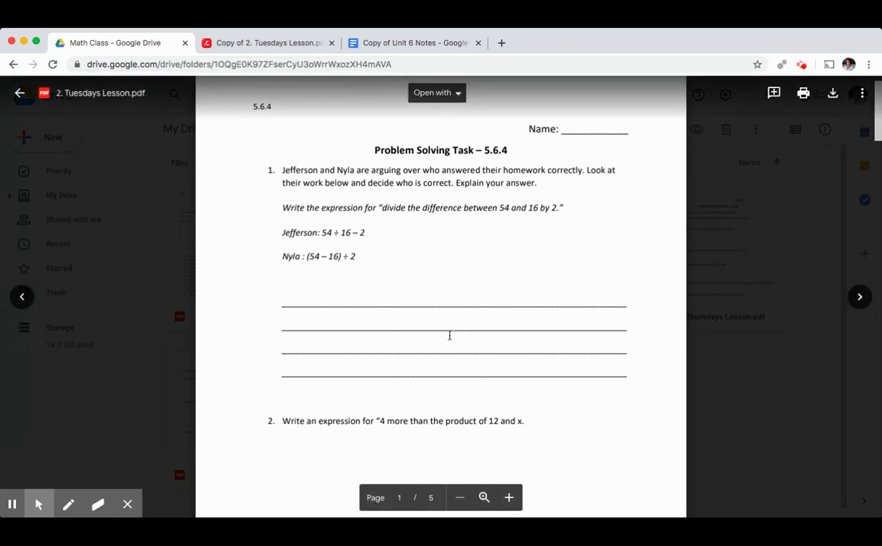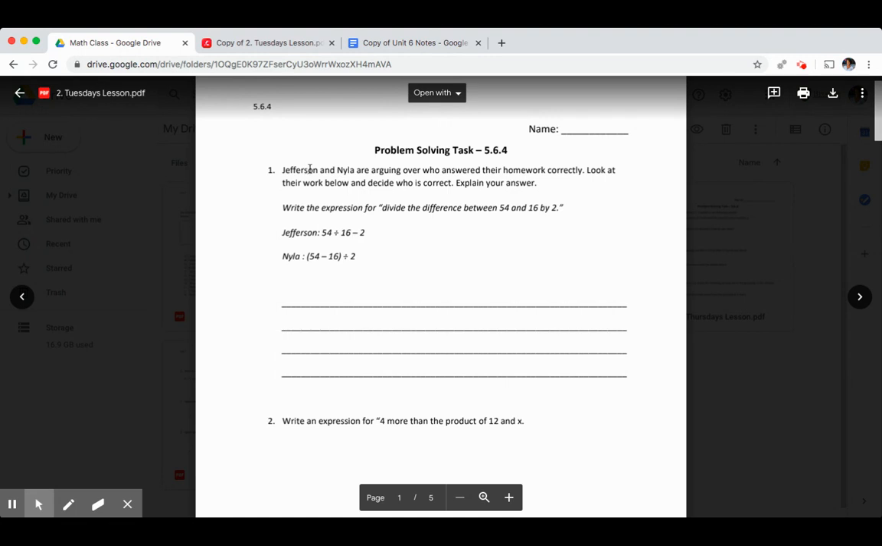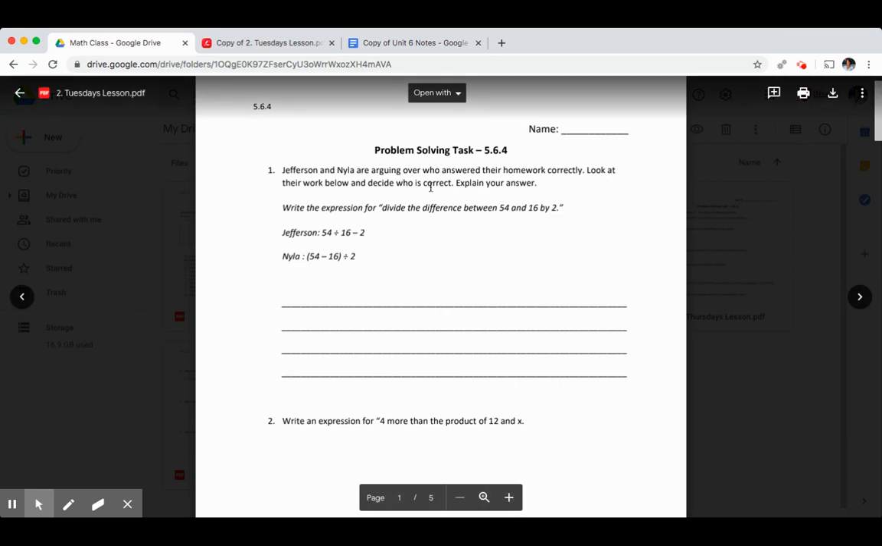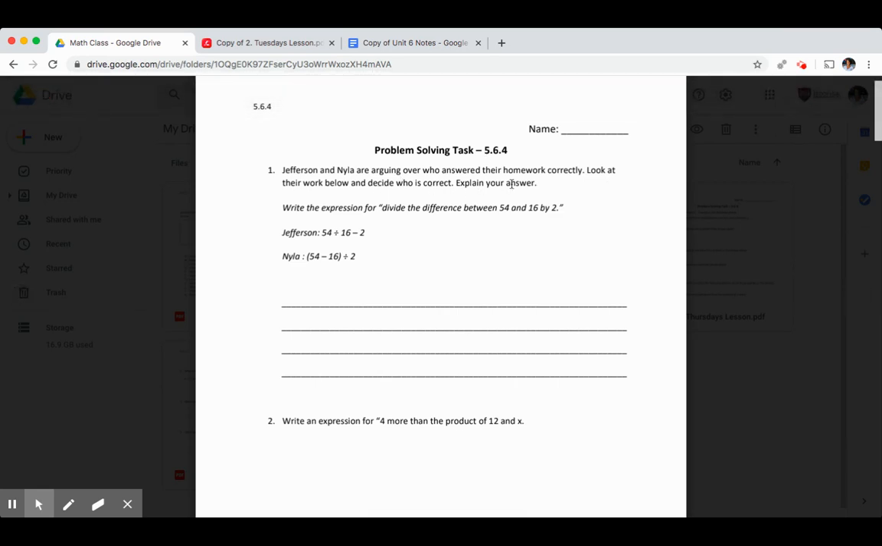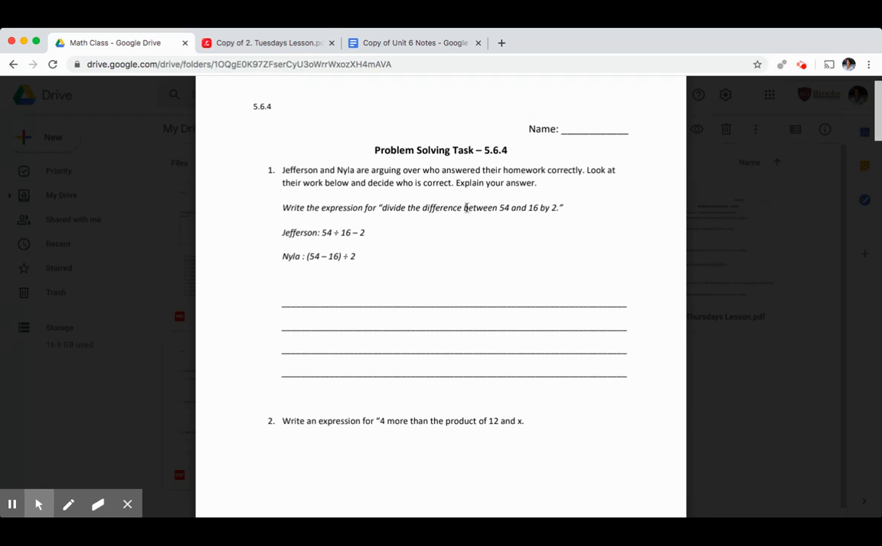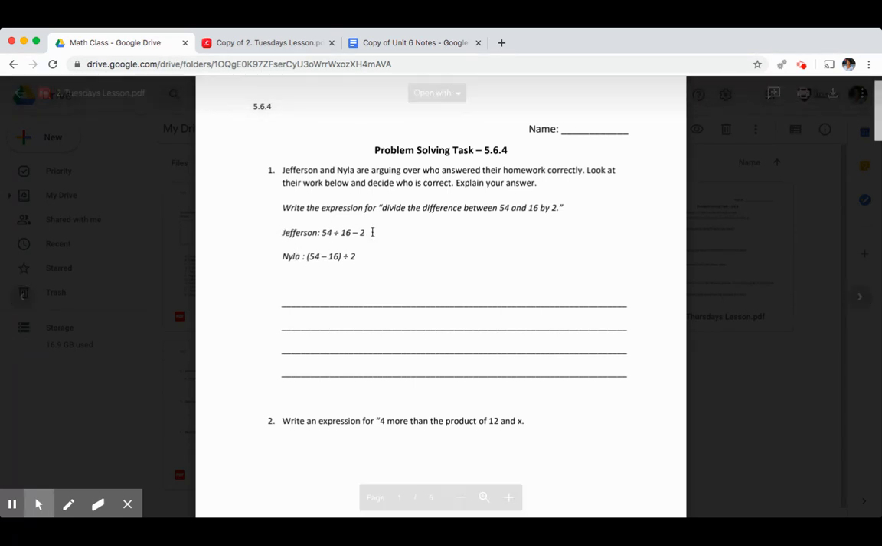So you're continuing this video because you solved the problem-solving task and you're ready to discuss your answers. For the first problem, it says, Jefferson and Nyla are arguing over who answered their homework correctly. Look at their work below and decide who was correct, and then explain your answer. For their homework, they had to write the expression for divide the difference between 54 and 16 by 2. Jefferson's work was here, and then Nyla's work was below.